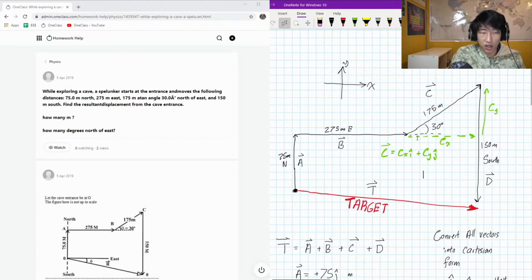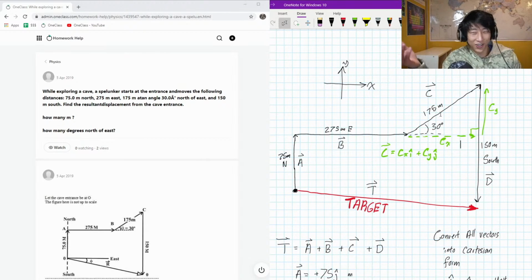They are really just going to be these lengths right here. And if you look closely, this looks like a right angle triangle, with the right angle being here. What do we know about right angle triangles? If we know the hypotenuse, that's the 175, and the angle here, does that ring any bells?